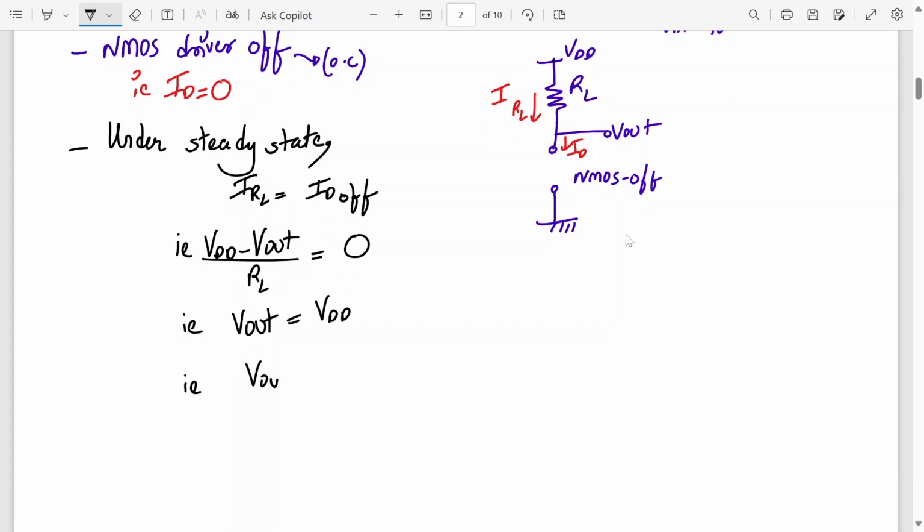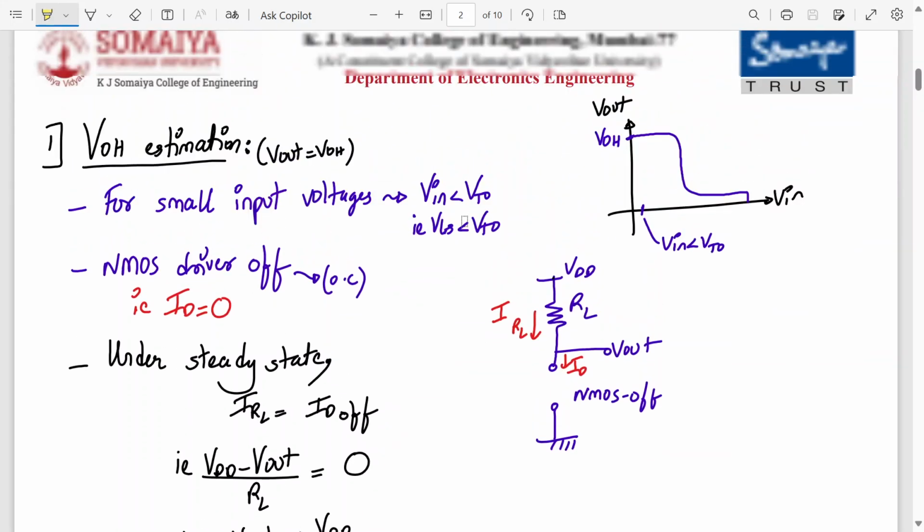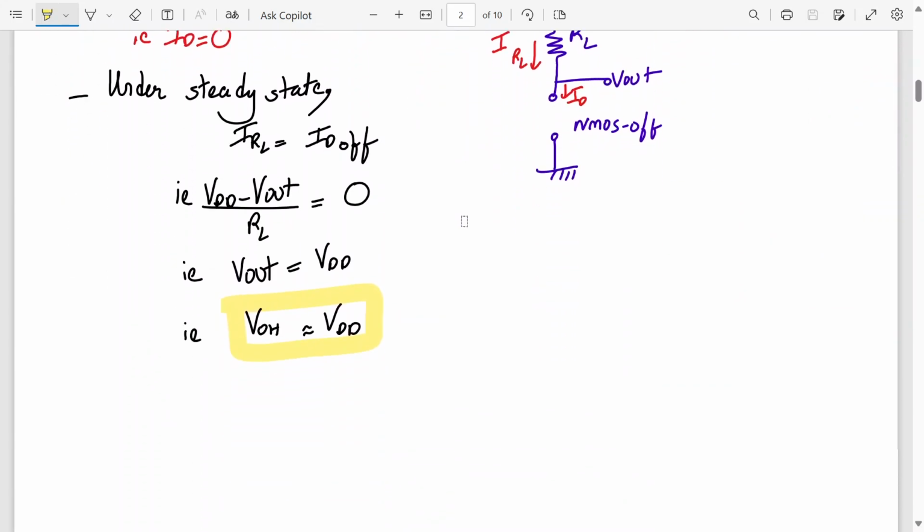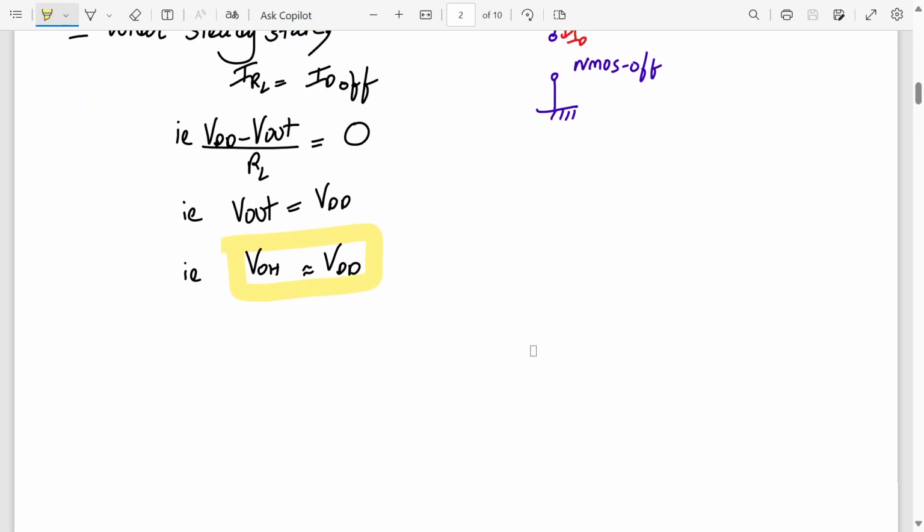So therefore we can say VOH of an NMOS driver with resistive load NMOS inverter is almost equal to the supply voltage. So this is the estimation of VOH, output high. Did you understand this now? The derivation, plain and simple. So this is the VOH estimation. The VOH of a resistive load NMOS inverter is almost the same as the supply voltage VDD. Alright. Can we go to the next one now?